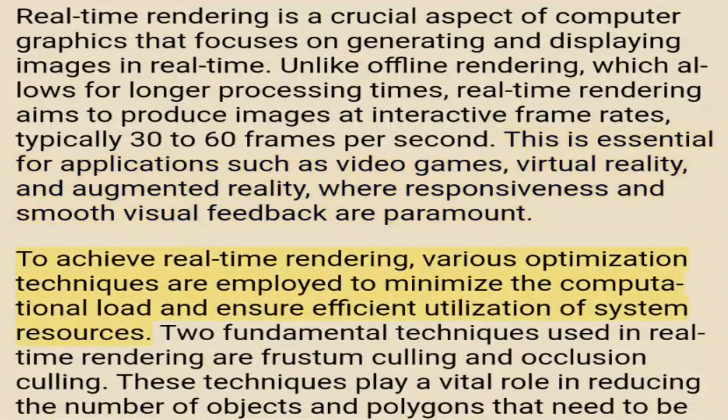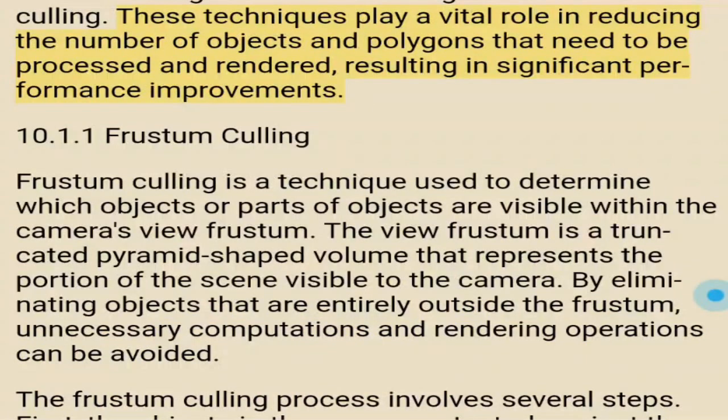To achieve real-time rendering, various optimization techniques are employed to minimize the computational load and ensure efficient utilization of system resources. Two fundamental techniques used in real-time rendering are frustum culling and occlusion culling. These techniques play a vital role in reducing the number of objects and polygons that need to be processed and rendered, resulting in significant performance improvements.